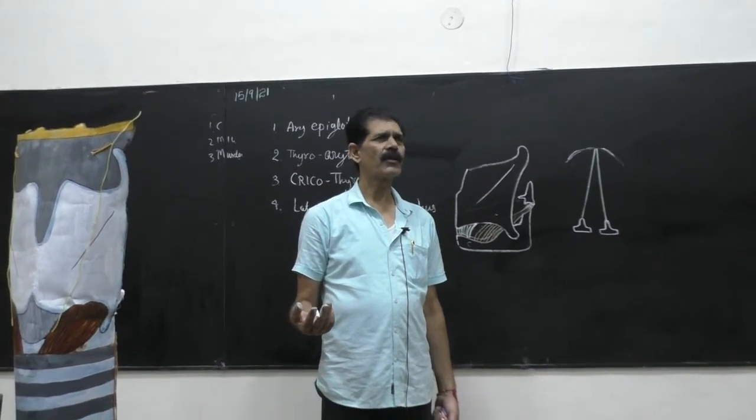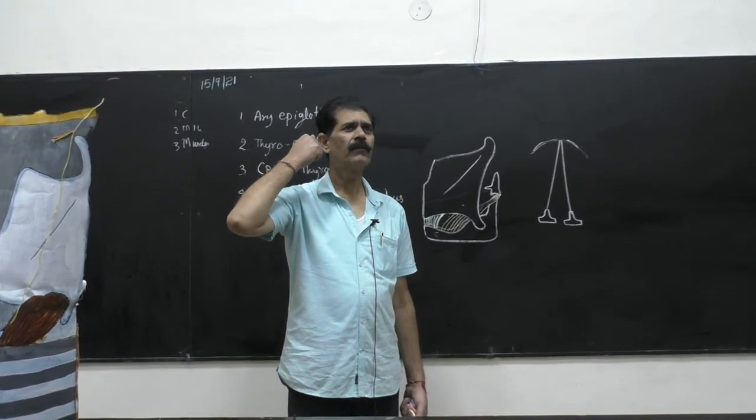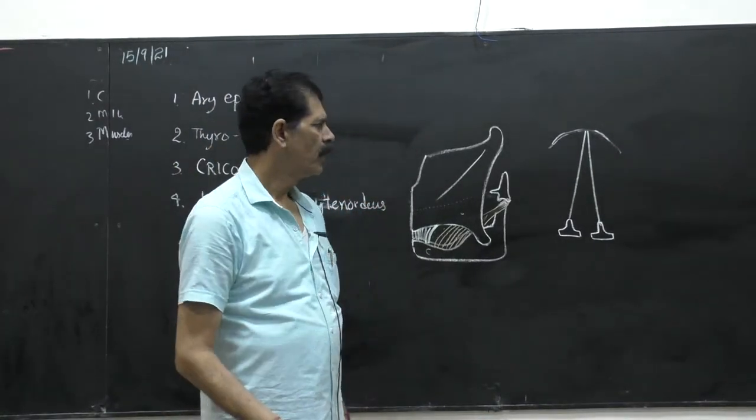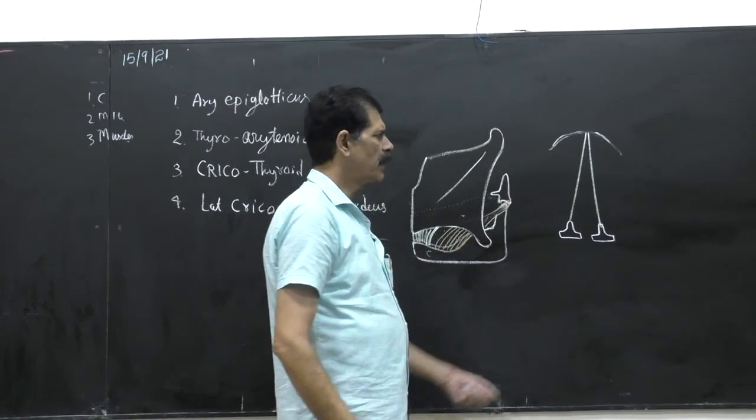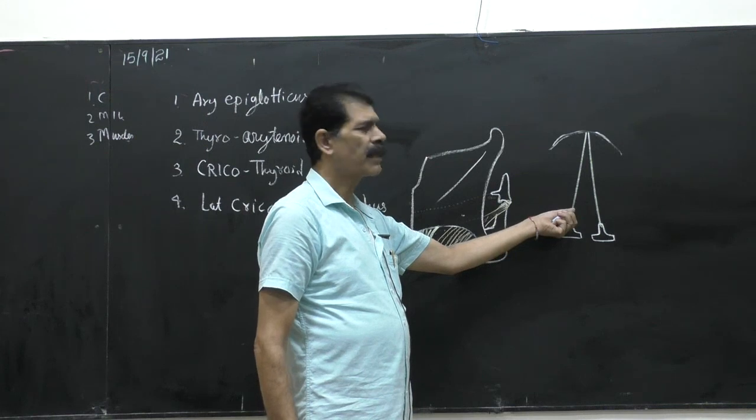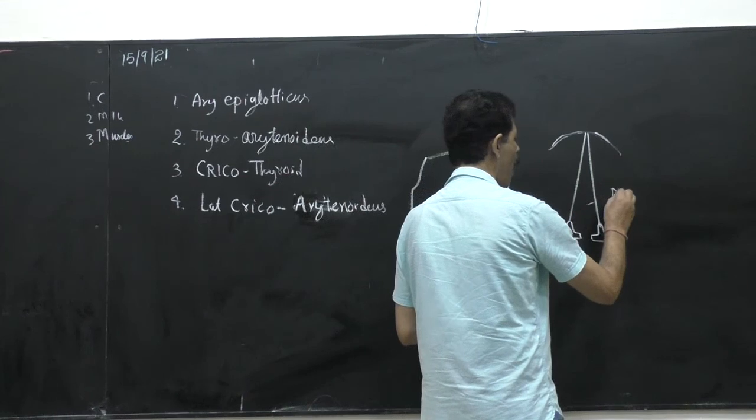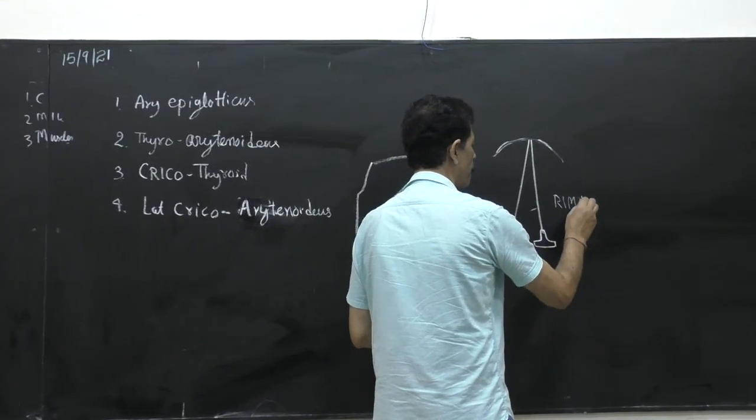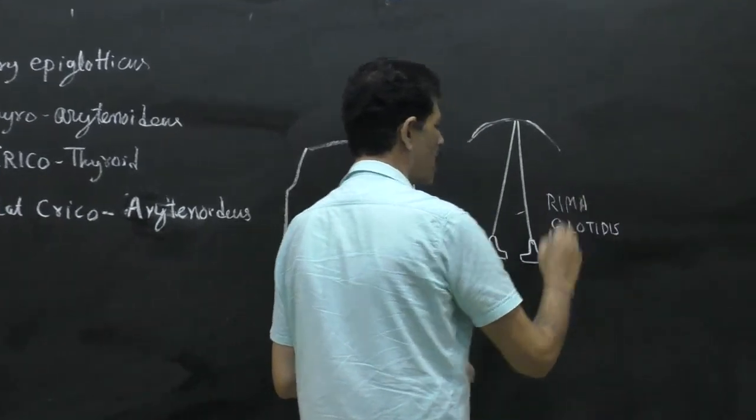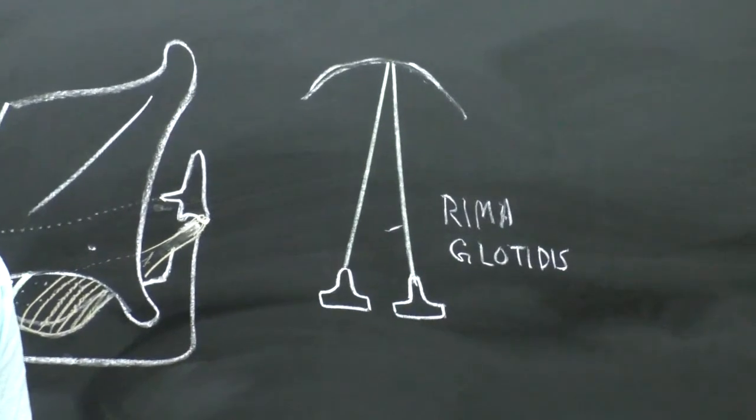And the process of voice production is called phonation. Phonation means, as you give the phone, remember, phonation means sound production. So the gap between the two vocal cords is called the rima glottidis. So the vibration of these vocal cords produces this sound.